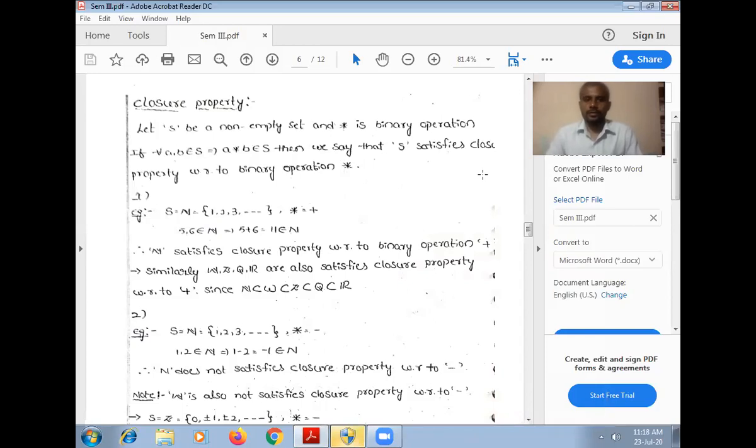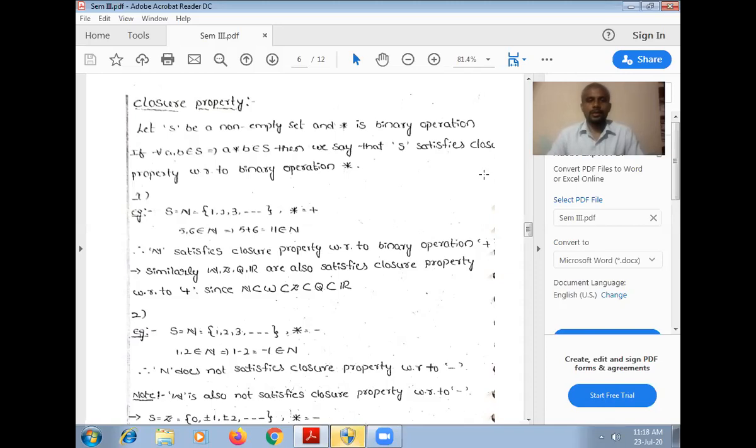Dear students, yesterday we discussed some properties and definitions. So today I continue the class from the previous class. Today I am telling the closure property. Closure property is nothing but a binary operation, and we know what a binary operation is. So now I am telling the definition of closure property.